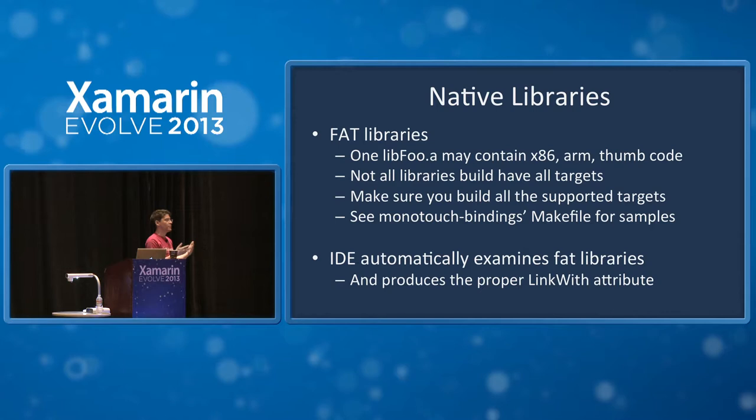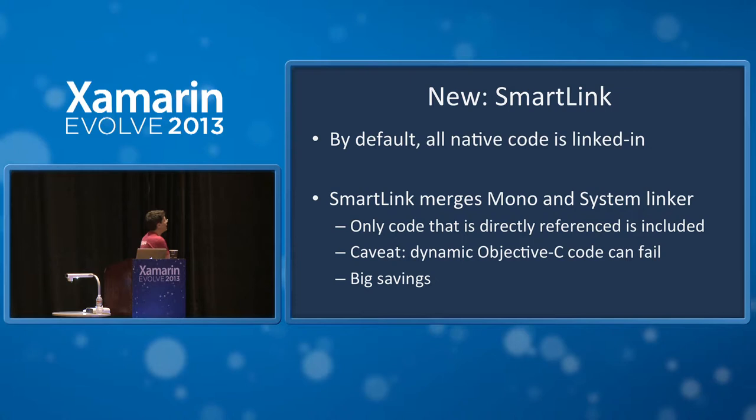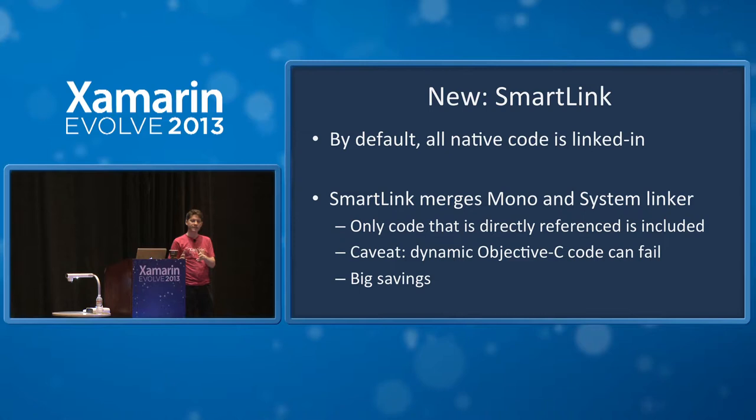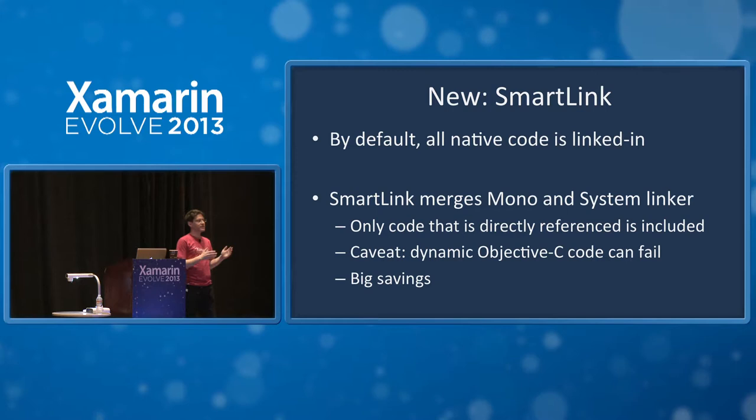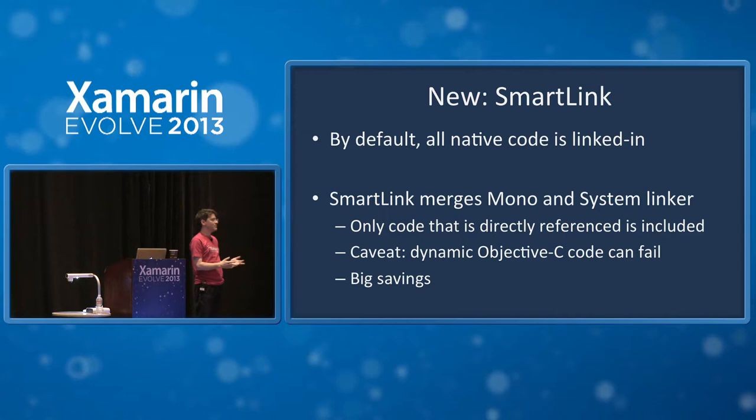Now, starting with the version that we shipped just this week, we introduced a feature called Smart Link. I talked about this in what is new on iOS. What happened in the past is that we didn't really know which methods you were going to call in the native library. We didn't have support to know that. So when you linked the native library, we just took the entire native library and shipped it with your application. That means that if you called any method, it will work, right? Because all the library was there.